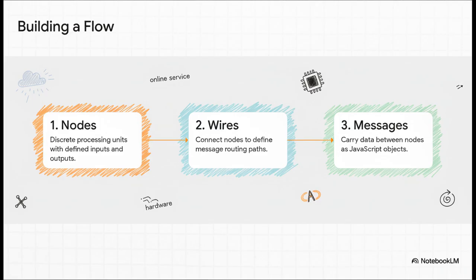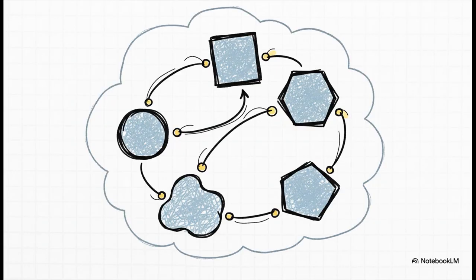And the data itself, that travels in a message, a neat little packet of information that flows from one node to the next. And here's the magic. When you combine those nodes, wires, and messages, you get a flow. And that flow is your application. The entire logic, the whole shebang, is laid out visually right in front of you so you can see exactly what's happening at a glance.